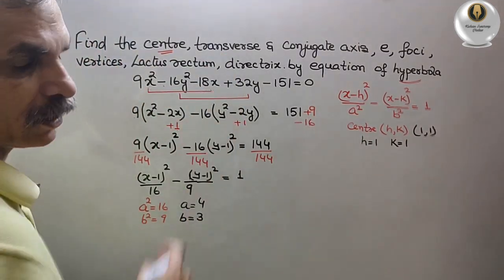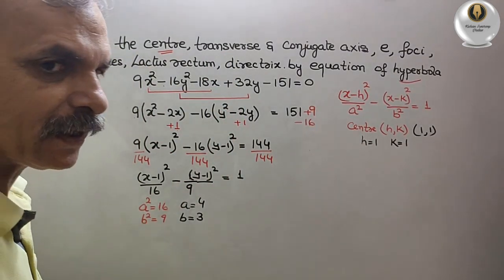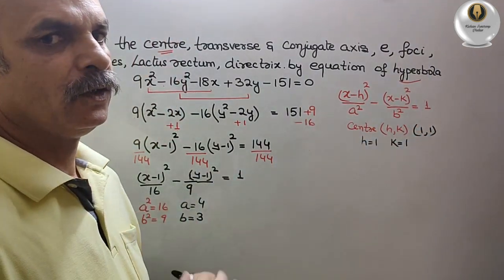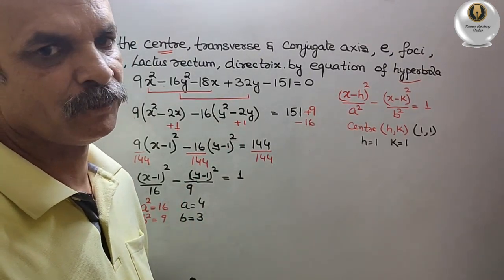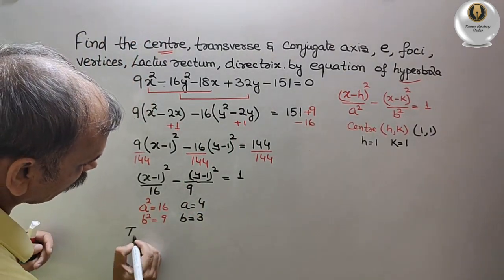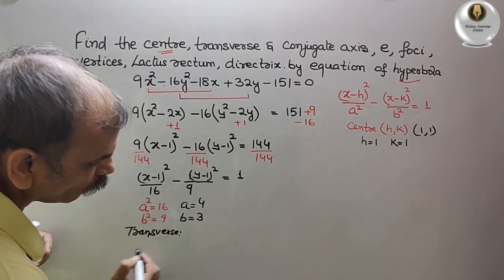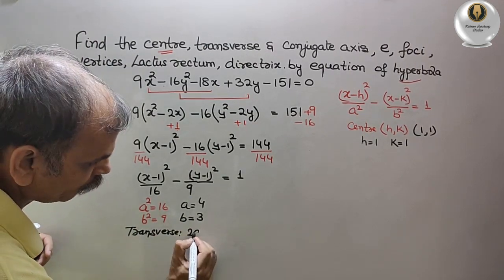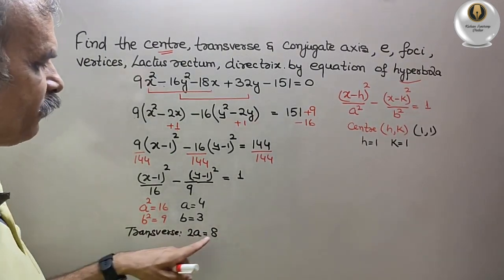Now comes to your transverse. So transverse, you can see A is greater than B. That means it lies on, at the same time your right side is 1 only. So we can say that it lies on x-axis. So transverse is x-axis. So here we can write transverse. What is that? 2a. That is equal to, we can say it's 8. So transverse is 8.